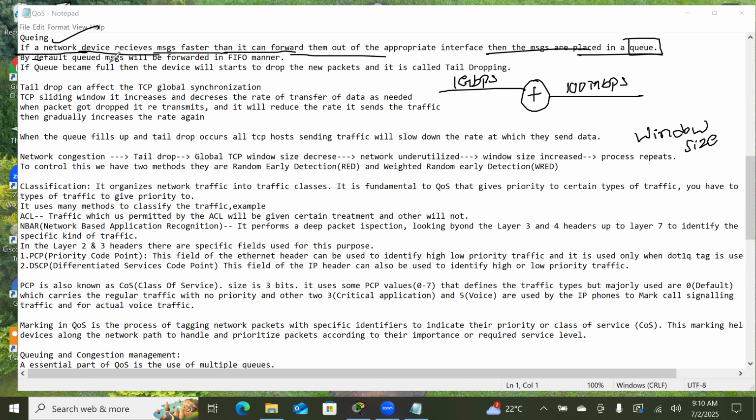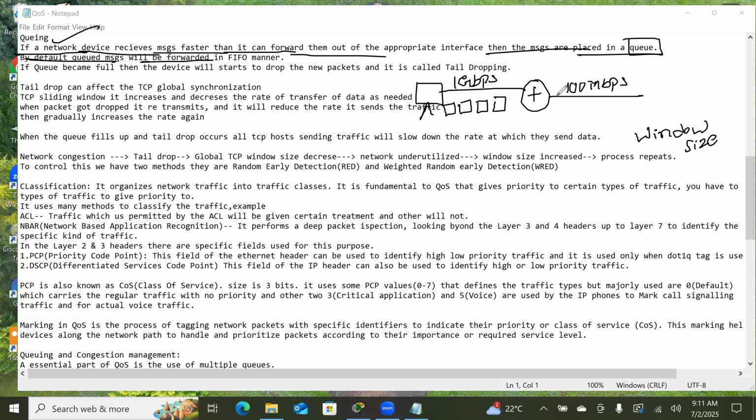By default, the queued messages will be forwarded in a FIFO manner. What do you mean by FIFO? First in, first out. That means they have to wait for their turn. The router is going to say, please stop, please slow down, because the out interface I'm connected with is only 100 Mbps, and you are sending me data at up to 1 Gbps. So please stop.